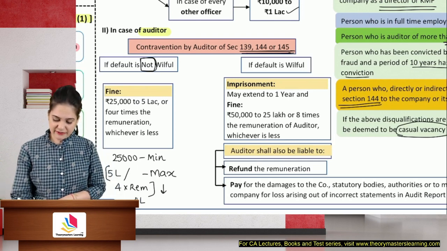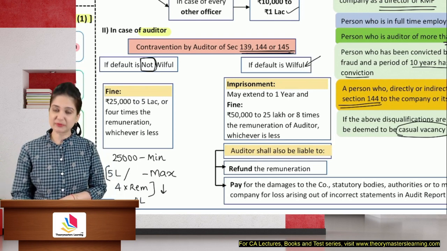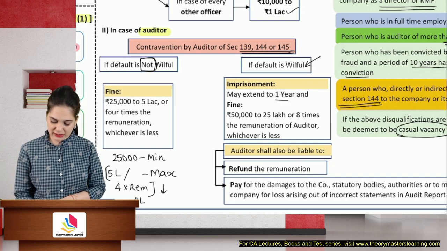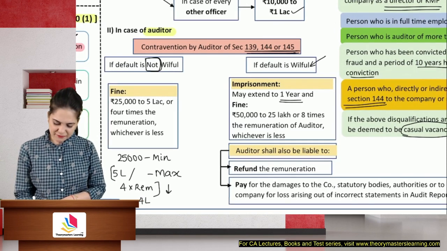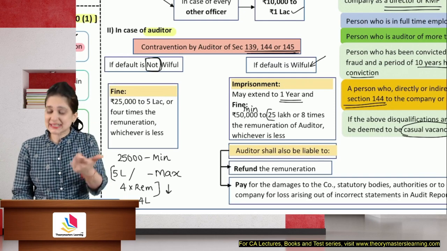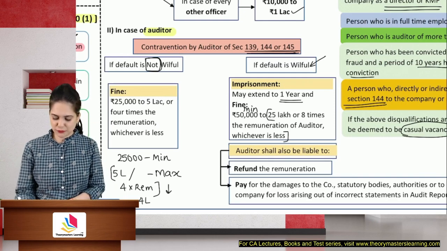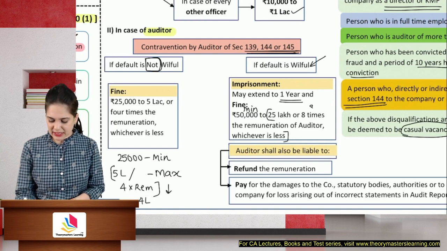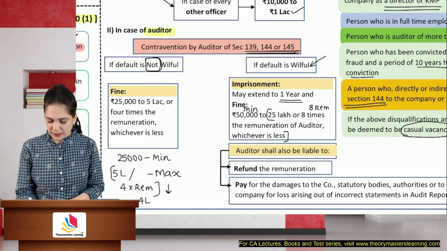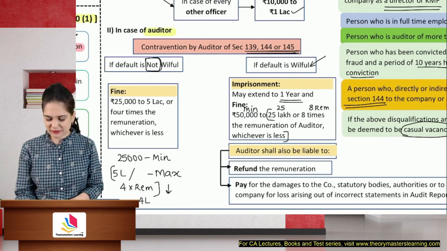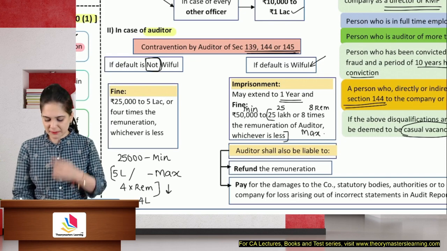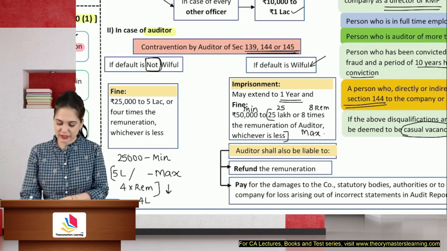If the default is willful, then yes, you will be subject to imprisonment also, which may extend to 1 year. Fine, minimum 50,000, which may extend to 25 lakhs or 8 times the remuneration, whichever is less. So you will calculate 8 times the remuneration, compare it with 25 lakhs, whichever is less, that will be the maximum penalty. Minimum is 50,000, maximum you can calculate.